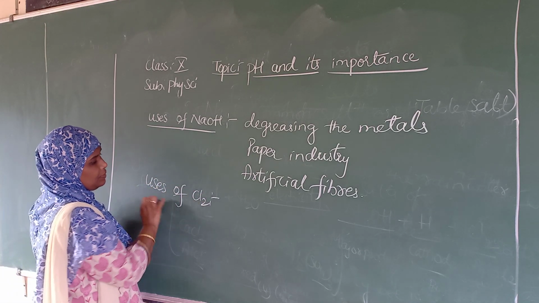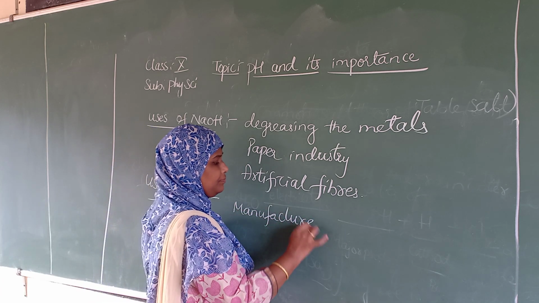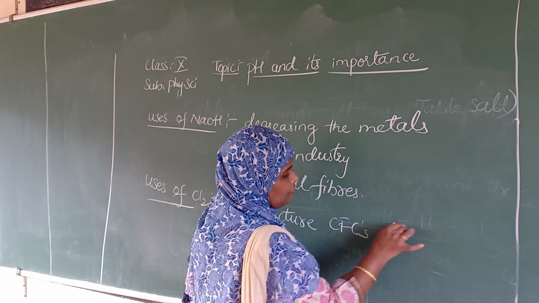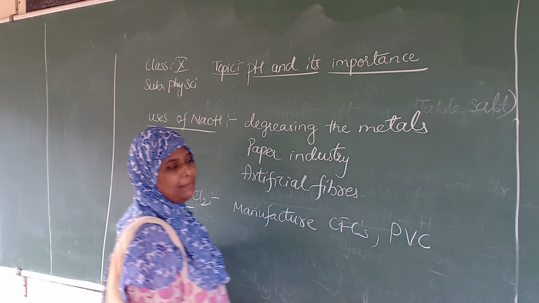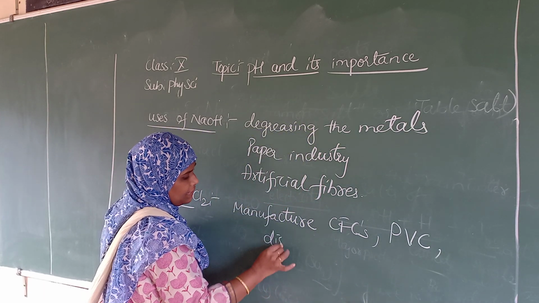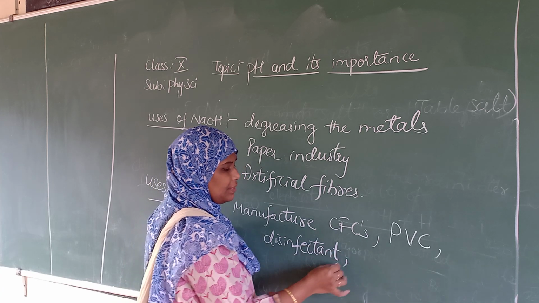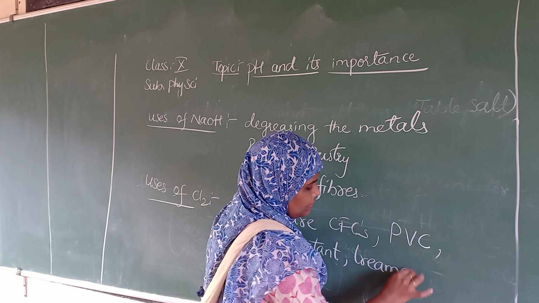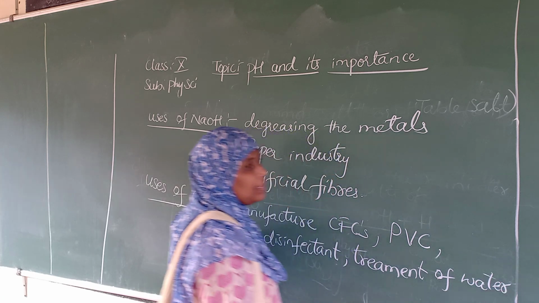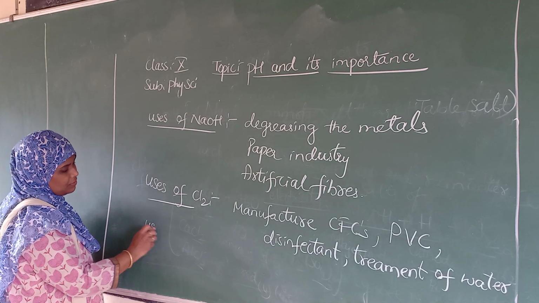Next, uses of chlorine. It is used to manufacture chlorofluorocarbons, and in the manufacture of PVC, that is polyvinyl chloride, PVC pipes. It is also used as a disinfectant in the treatment of water, drinking water, as well as in the treatment of swimming pools. Next we will see the uses of hydrogen.